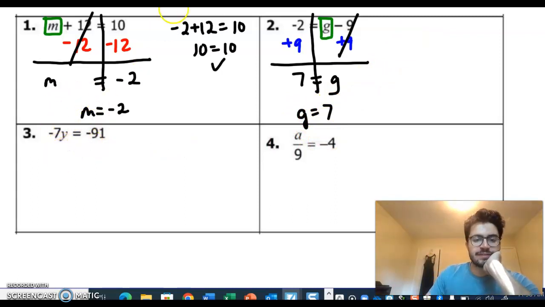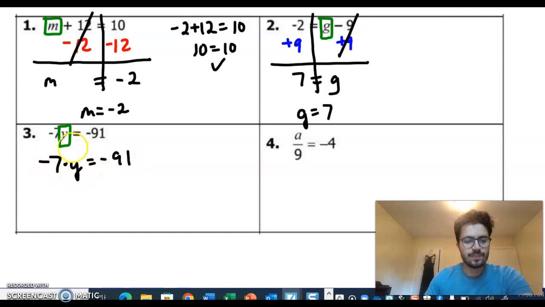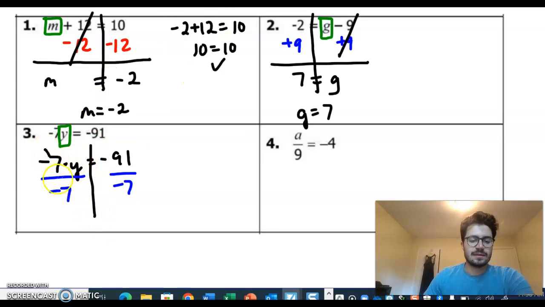Here I have negative 7y equals negative 91. I want to get the y by itself. Let's make that clear. I want the y by itself. Right now, what am I doing? I have multiplication. I have negative 7 times y equals negative 91. How do I get rid of the negative 7 if it's multiplying? I'm going to divide. I have to divide both sides by negative 7. That means this is going to go away. I have the y left. Negative 91 divided by negative 7. That's going to be positive 13.